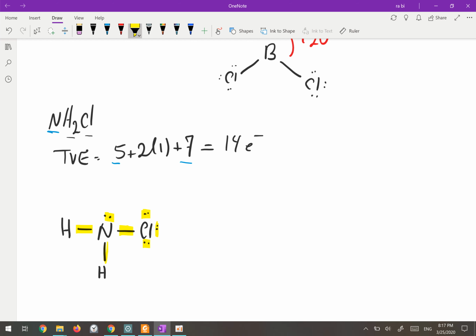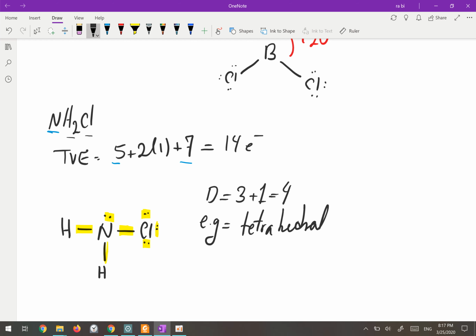And the number of domains around the central atom, around the nitrogen, you have 3 bonds and 1 lone pair, so it's 4. When it's 4, the electronic geometry is tetrahedral. But because you have 1 lone pair here, molecular geometry would be different from electronic geometry, and it is pyramidal.